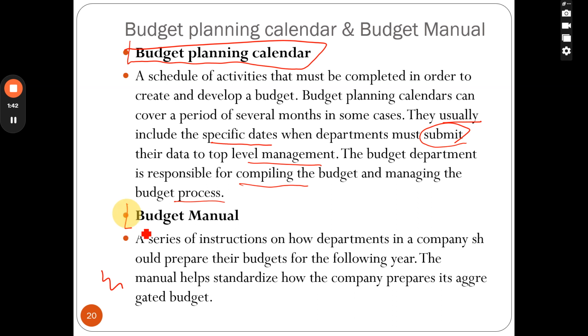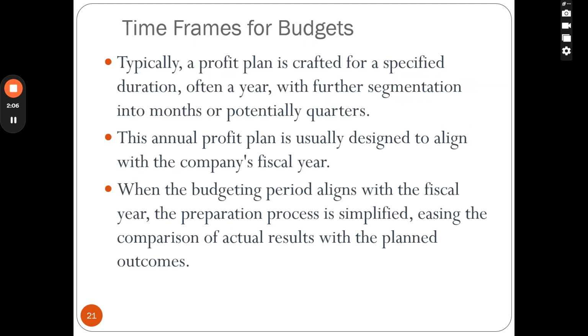The next one is the budget manual. This is nothing but a series of instructions on how every department should prepare their budgets and submit them. It's a plan, a standard adopted by the organization, on how you should prepare a budget. That's what a budget manual means.